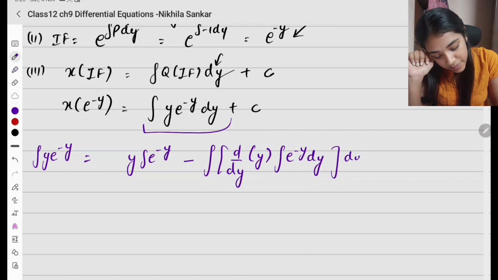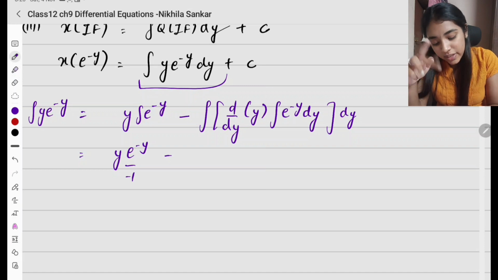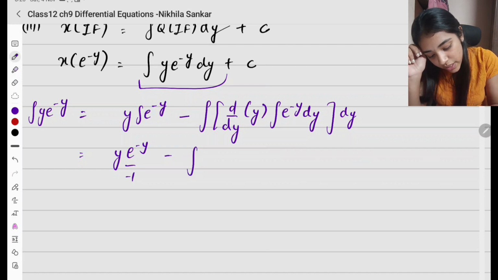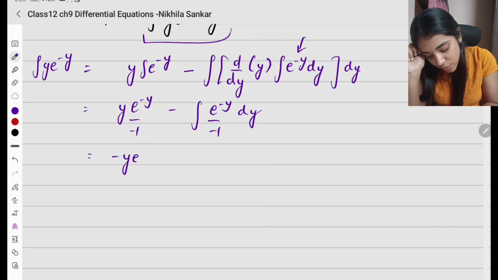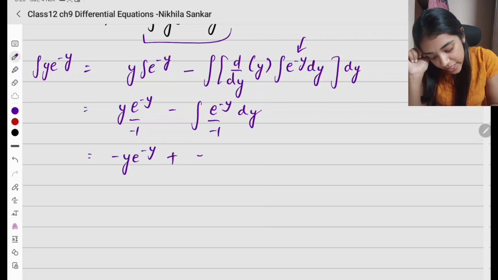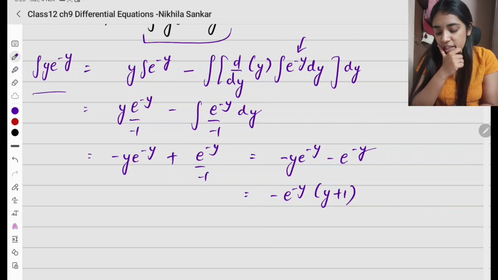ஓகே, times dy. Now this is going to be y e to the minus y divided by minus 1 minus derivative becomes a 1. So integration of e to the minus y over integral is going to be e to the minus y divided by minus 1 times dy. Minus minus plus ஆயிடும். So minus y e to the minus y plus e to the minus y divided by minus 1. So this is nothing but minus y e to the minus y minus e to the minus y. இதில் காமனா minus e to the minus y எடுத்தா என்ன கிடைக்கும்? y plus 1. So this is my integration value.